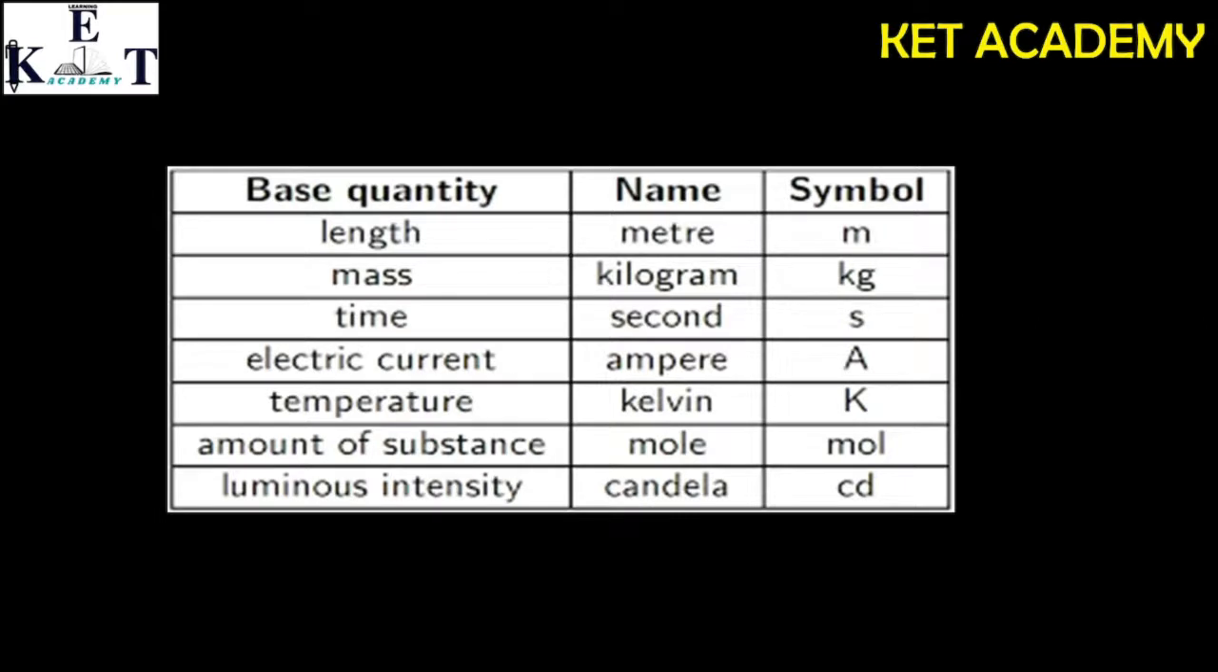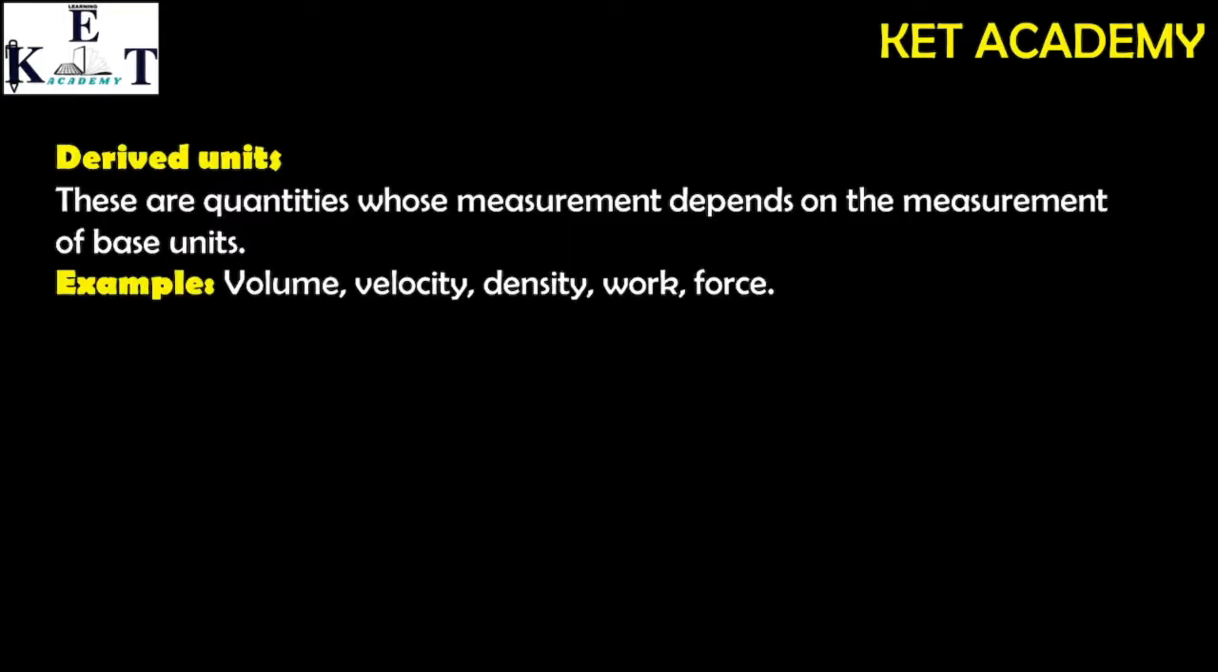The next thing we're going to look at is the derived units. Derived units are simply quantities whose measurement depends on the measurement of base units. Examples of some of these derived units are volume, velocity, density, work, and force. So I'm going to take a moment to illustrate how derived units actually depend on the base units.